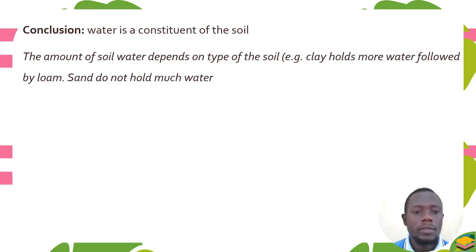So in conclusion, you can see that water is indeed part of the soil. The amount of soil water depends on the type of soil. For example, clay soil holds a lot of water, followed by loam soil. Then sand does not hold much water.